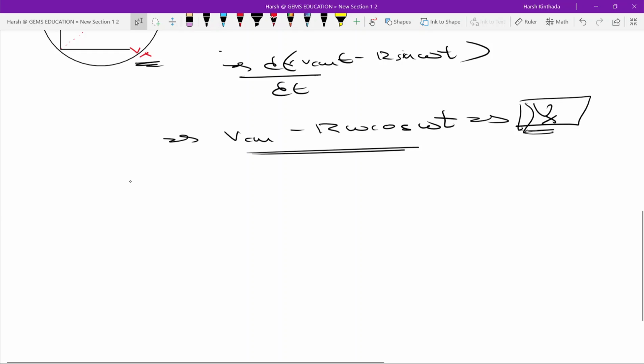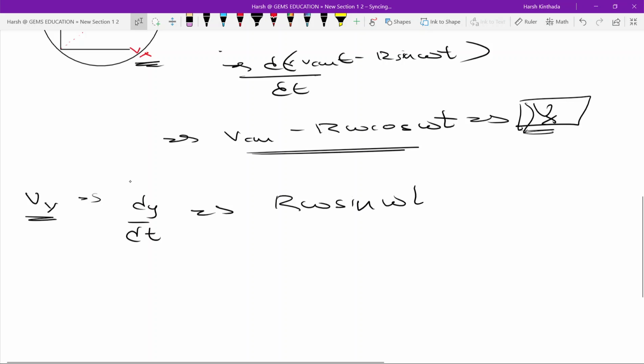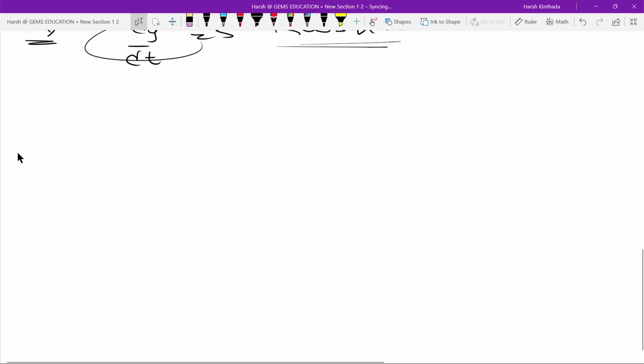And now similarly we'll also derive Vy, which is the velocity of point y, equal to dy by dt. Differentiating this, we get r omega sine omega t. When you differentiate r minus r cos omega t, this is what you get. Cool.